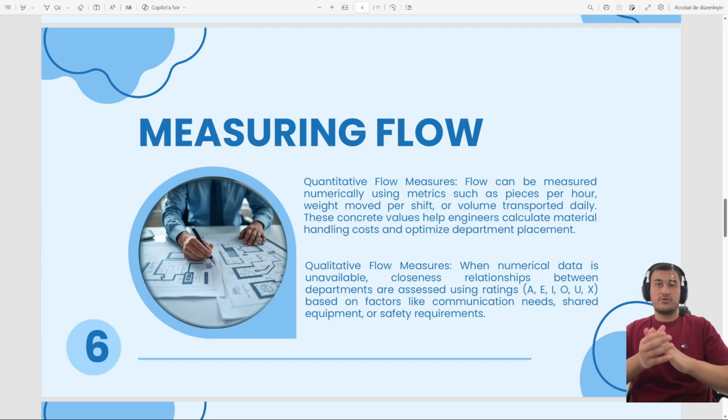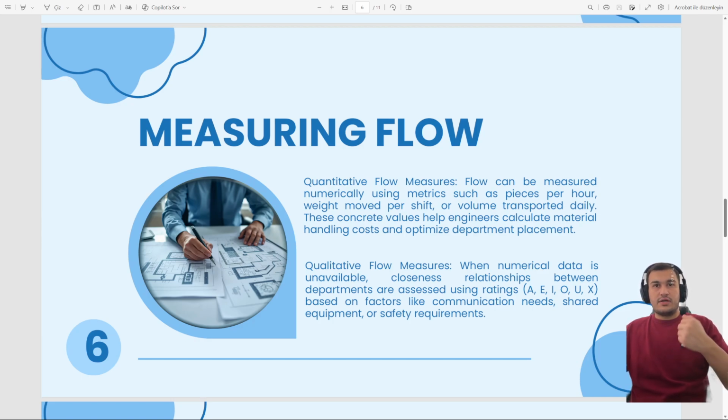Quantitative flow measures are numerical. We use concrete metrics such as pieces moved per hour, total weight moved per shift, or volume transported daily. These values help in calculating exact numbers of cost, and the main tool here is the from-to chart. A from-to chart is an asymmetric matrix because directional flow matters. Moving items from department A to B might be different from B to A.